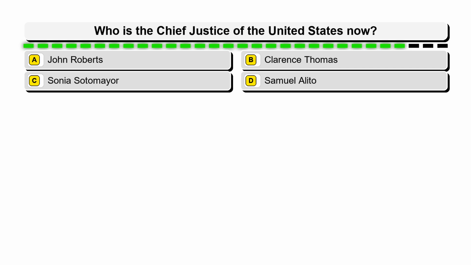Question 56. Who is the Chief Justice of the United States now? Option A, John Roberts. Option B, Clarence Thomas. Option C, Sonia Sotomayor. Option D, Samuel Alito.